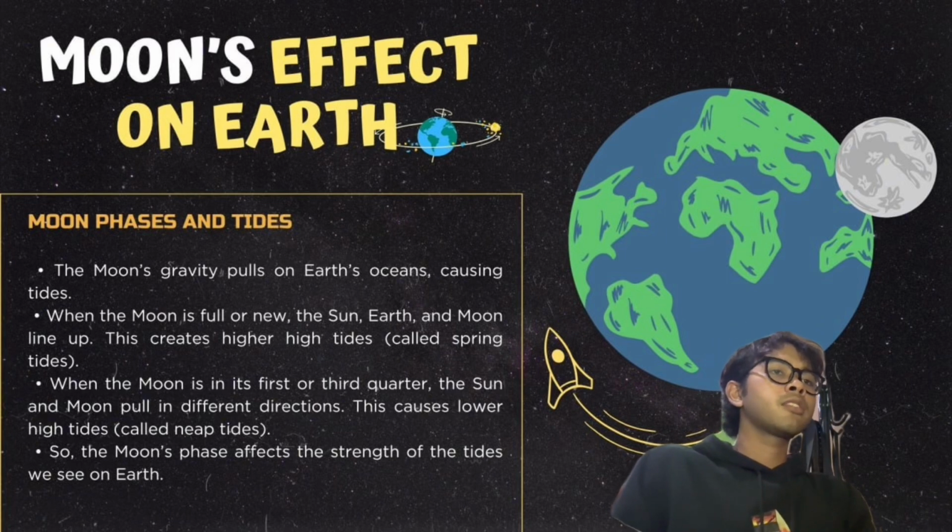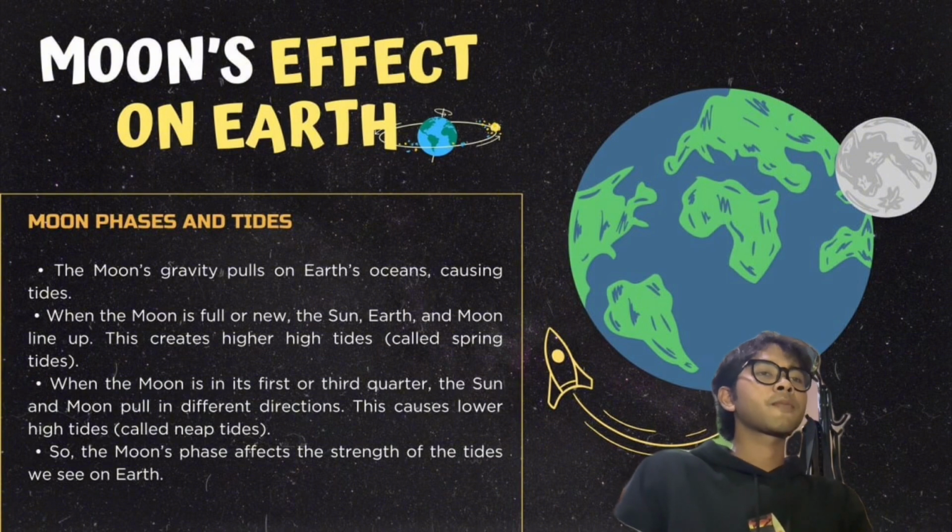And now the strength of the tides depends on the moon's phase and its position in the sky. When the moon is full or new, it means that the Moon, Earth, and the Sun line up in a straight line. This alignment increases the gravitational pull and the tides become stronger. These stronger high tides are called spring tides.